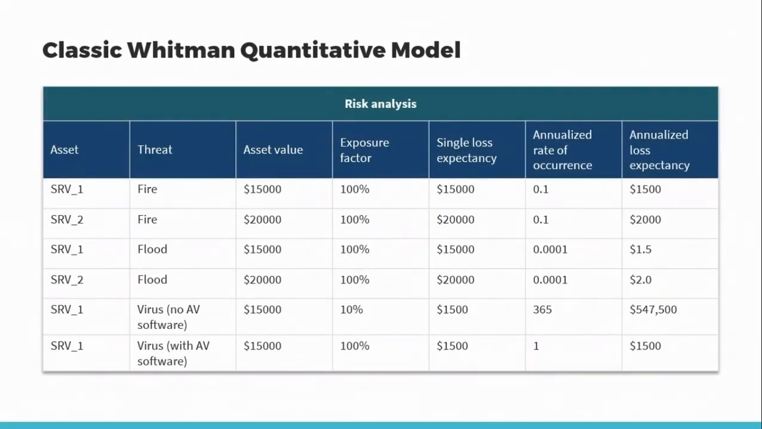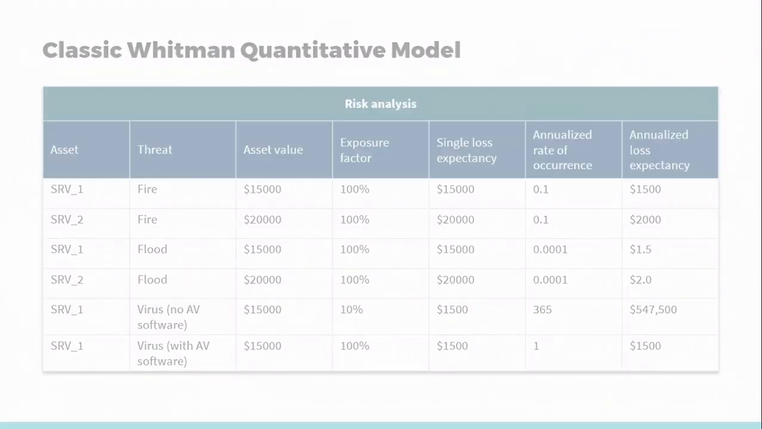So obviously the results of this model will populate your risk register or risk ledger database, and you'll have various assets and asset classes under different threat scenarios, and then you'll plug in the values of asset value, EF, SLE, and ARO to get a result of annualized loss expectancy.